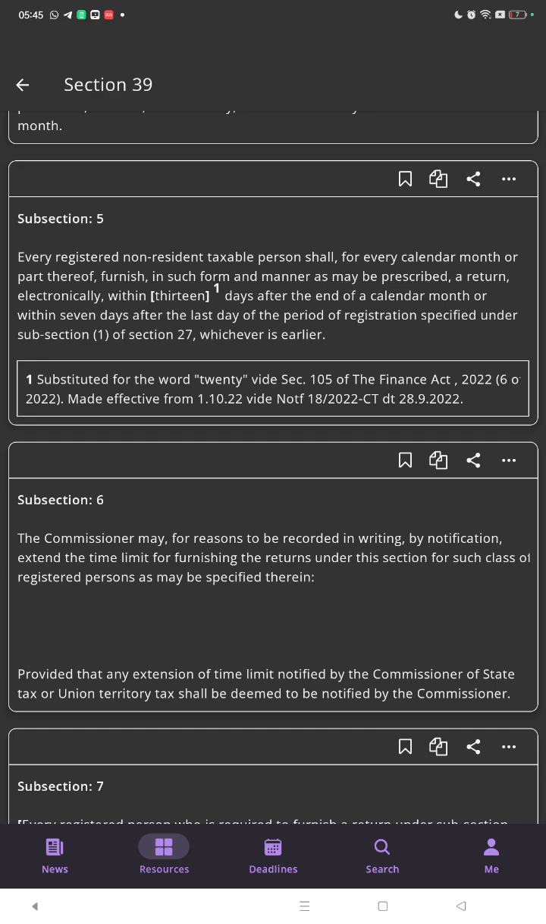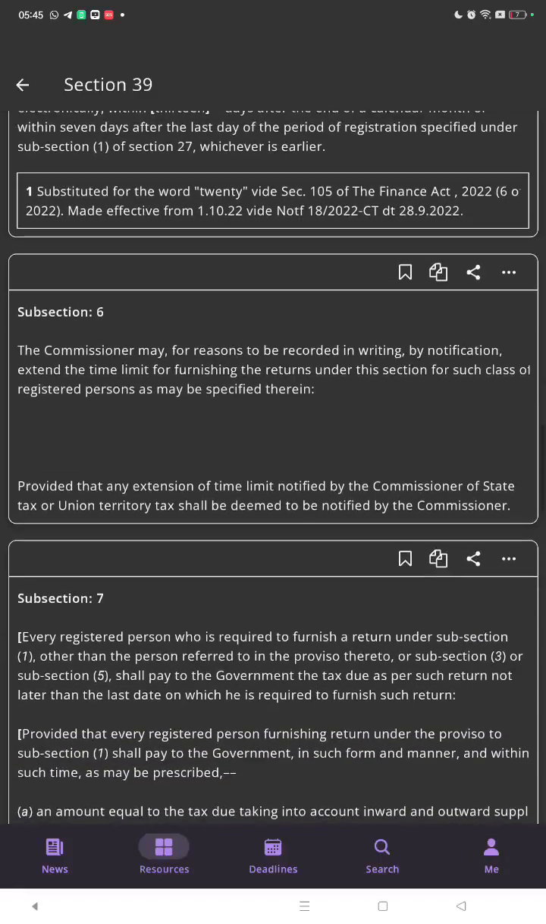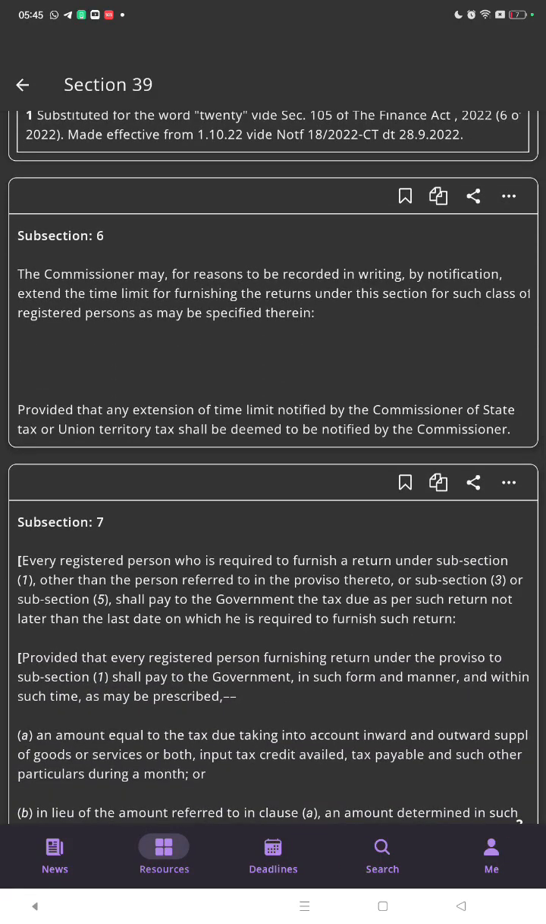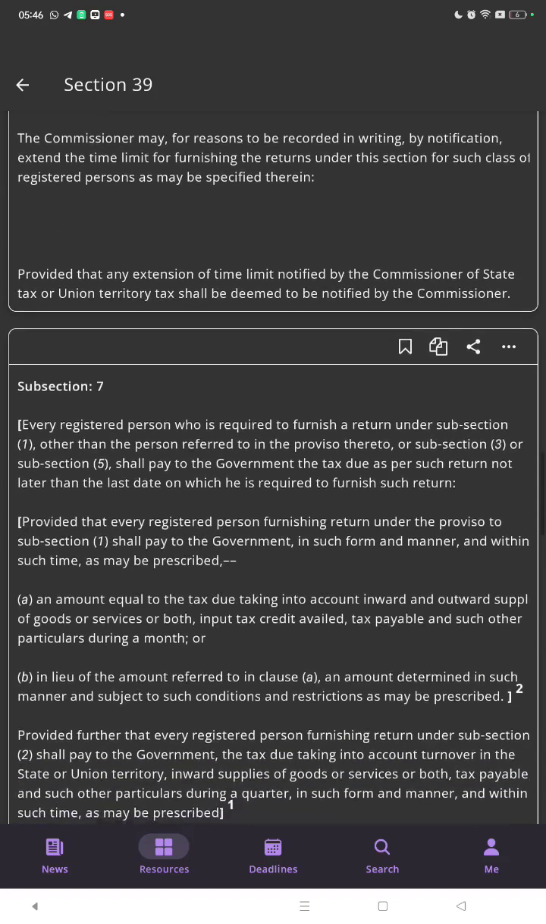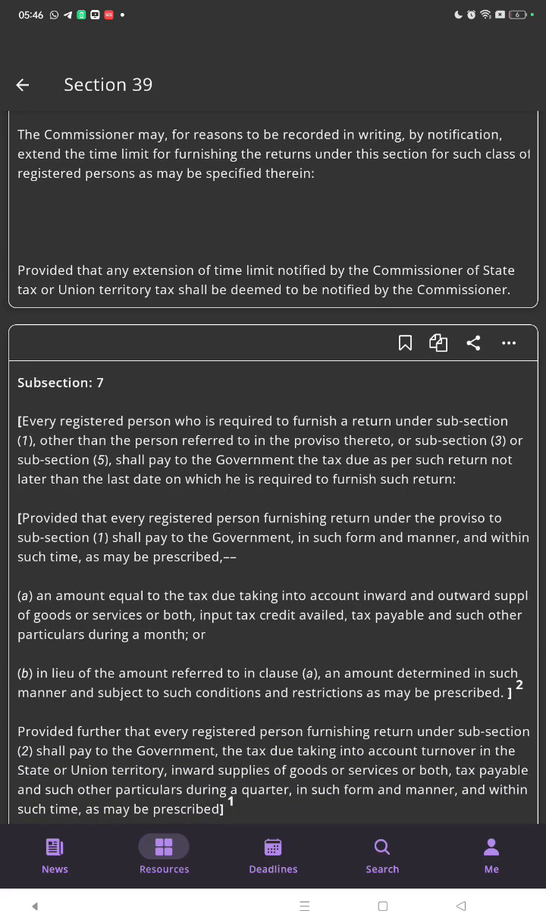Subsection 6: the Commissioner may, for reasons to be recorded in writing, by notification extend the time limit for furnishing the returns under this section for such class of registered persons as may be specified therein, provided that any extension of the time limit notified by the Commissioner of State tax or Union Territory tax shall be deemed to be notified by the Commissioner.